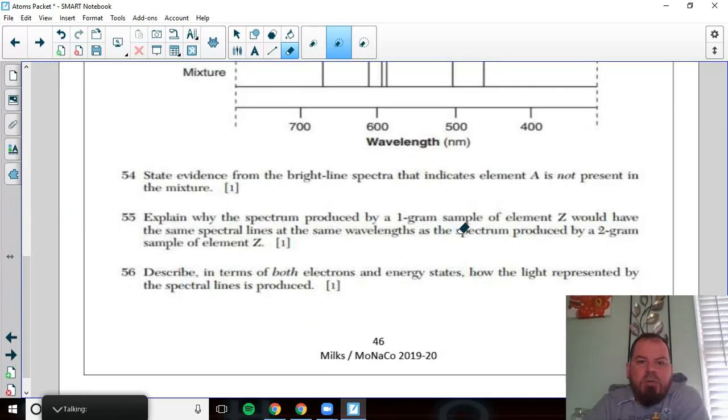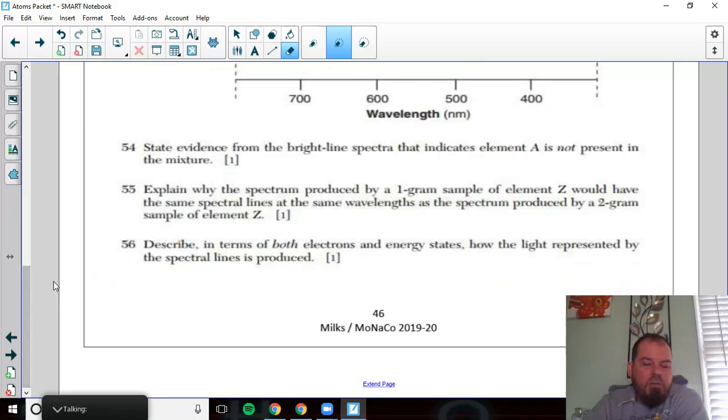Explain why the spectrum produced by 1 gram is the same as 2 grams, because it's an intrinsic value. Intrinsic just means, by definition, independent of amount and independent of heat. In this particular case, the amount of energy does create the whole spectrum, but you notice that we're not talking about how much heat it took. We're just showing which one showed up. Okay, so that's a little bit ambiguous in this particular case.